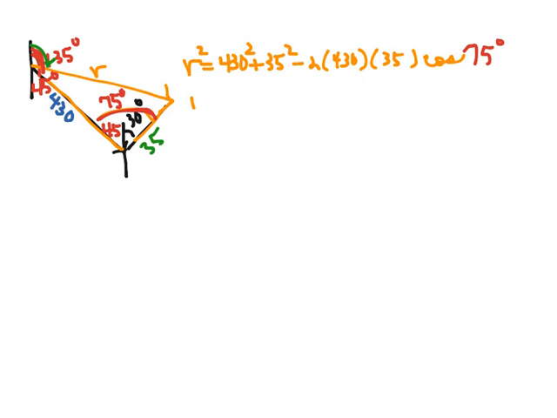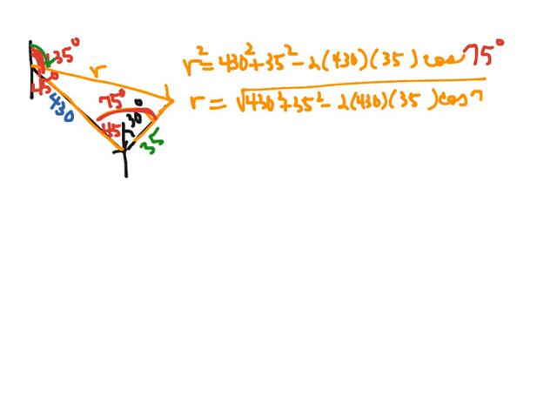So that actually is what R squared is equal to, using the law of cosines. So R would be equal to the square root of this, 430 squared plus 35 squared minus 2 times 430 times 35 times the cosine of 75. And we can enter that all in our calculator, and we'll get that our resulting speed after the wind blowing is 422.297 miles per hour.